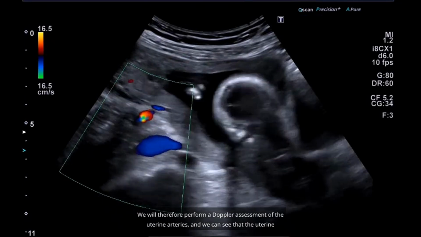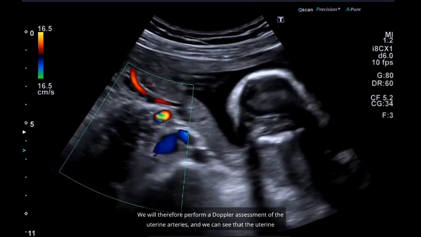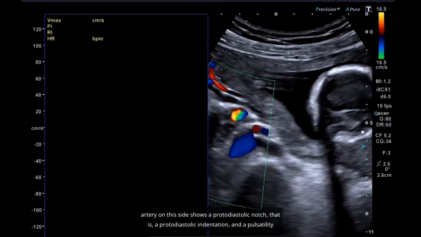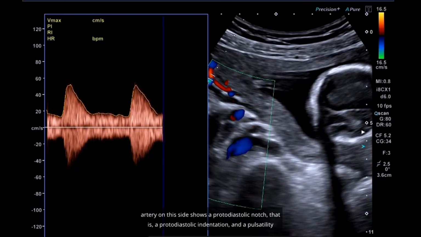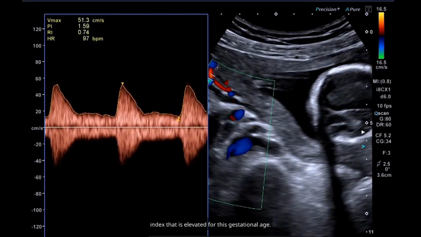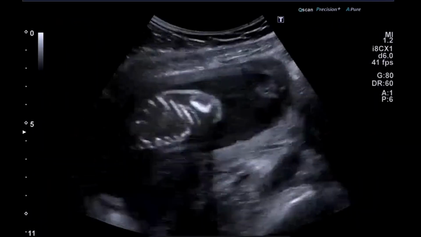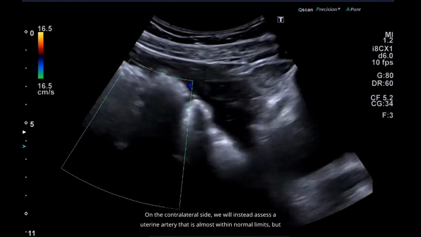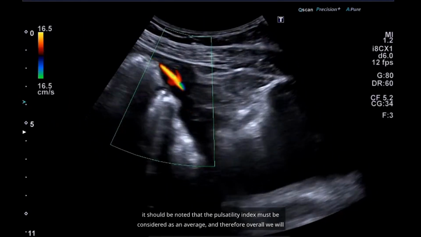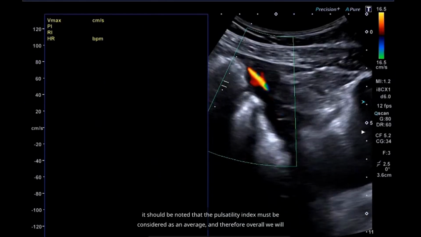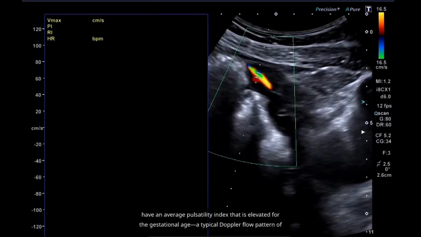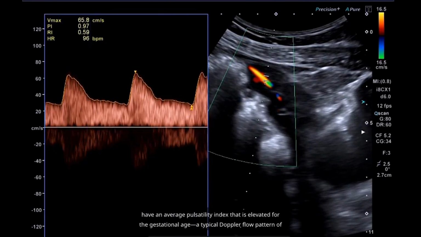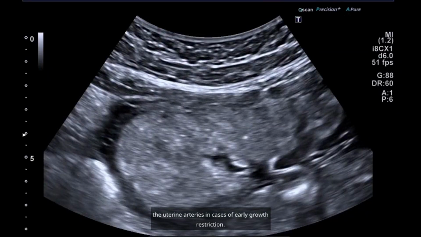We will therefore perform a Doppler assessment of the uterine arteries, and we can see that the uterine artery on this side shows a protodiastolic notch, that is, a protodiastolic indentation, and a pulsatility index that is elevated for this gestational age. On the contralateral side, we will instead assess a uterine artery that is almost within normal limits, but it should be noted that the pulsatility index must be considered as an average, and therefore, overall, we will have an average pulsatility index that is elevated for the gestational age, a typical Doppler flow pattern of the uterine arteries in cases of early growth restriction.